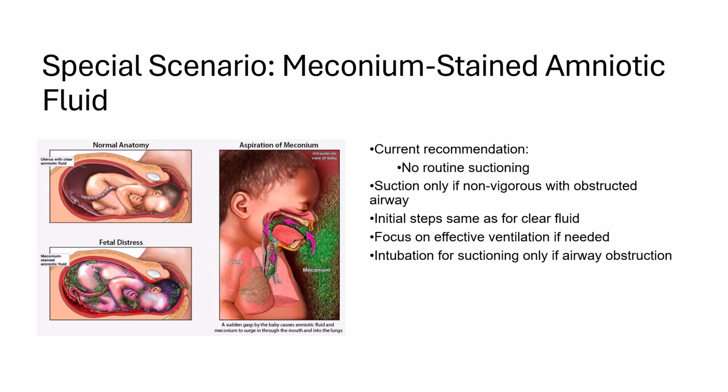For meconium-stained amniotic fluid, the current recommendation is no routine suctioning. This is a change from older protocols. Only suction if the baby is non-vigorous with an obstructed airway. The initial steps are the same as for clear fluid. Focus on effective ventilation if needed. Intubation for suctioning is only indicated if there's obvious airway obstruction that bulb suctioning cannot clear. This approach has changed over the years, so make sure you know the current recommendations for the exam.